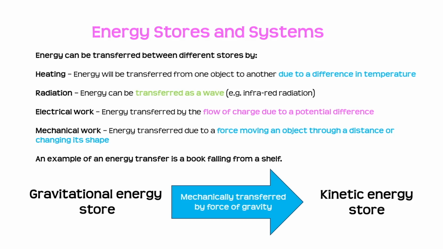So an example of an energy transfer is a book falling from a shelf. Initially, that book on its shelf had a gravitational energy store. However, that was transferred mechanically by the force of gravity to the kinetic energy store. We need to be able to say different energy transfers dependent on a scenario given to us in an exam.